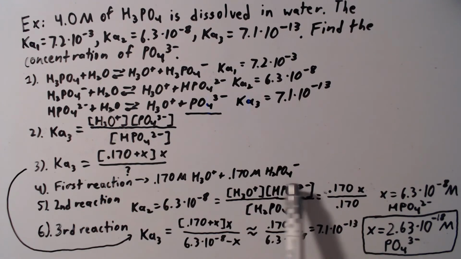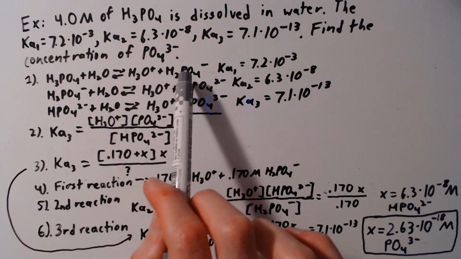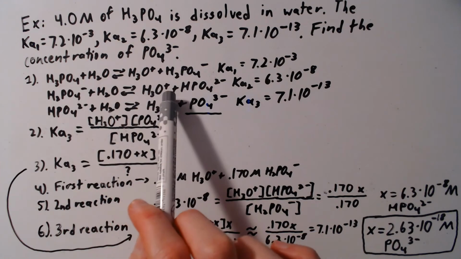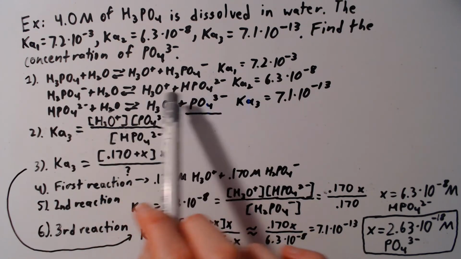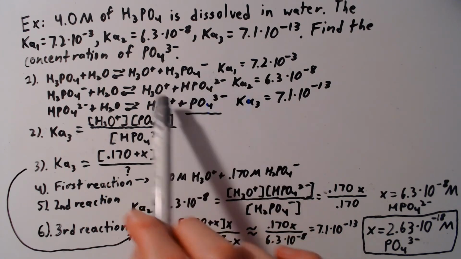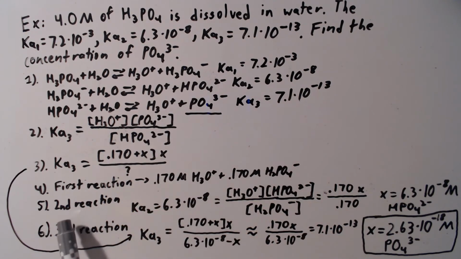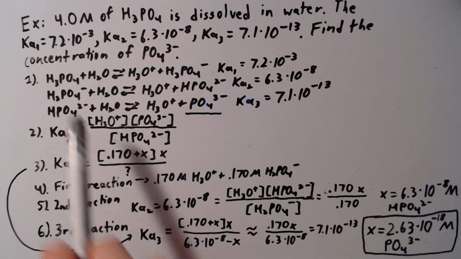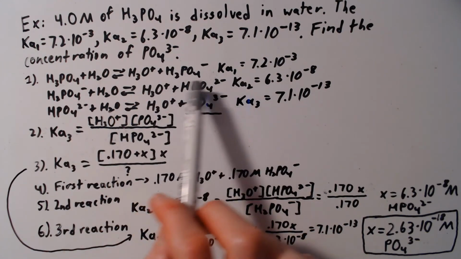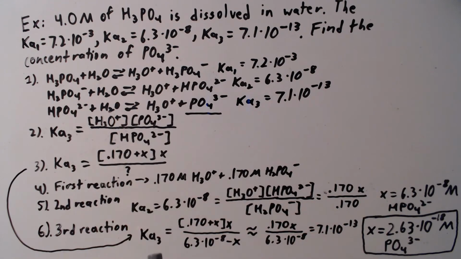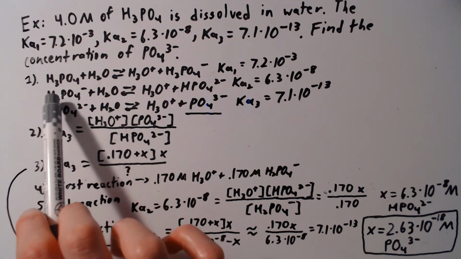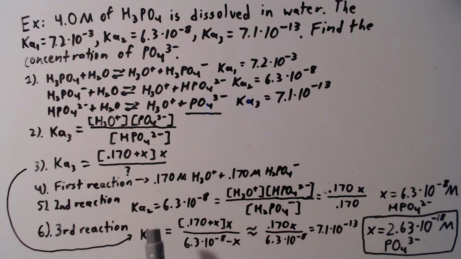Now this H2PO4- is actually going to be used up in the second reaction, because we can see it gets used up here to produce this HPO4 whose concentration we're trying to find. So in the second reaction, in order to find the concentration of HPO4 produced by the second reaction, we need to draw the equilibrium equation for the second reaction.